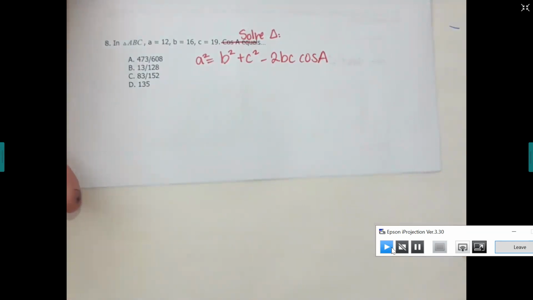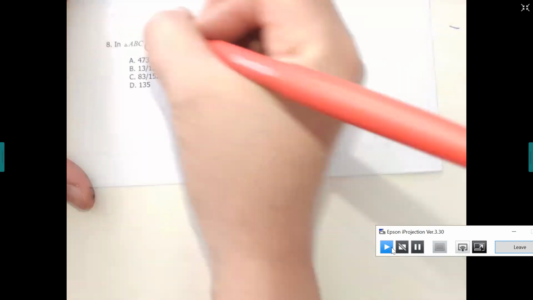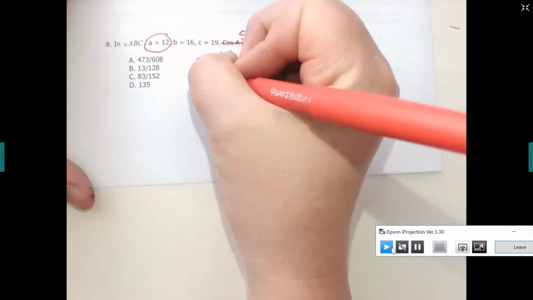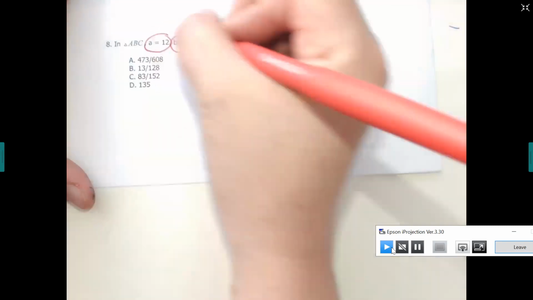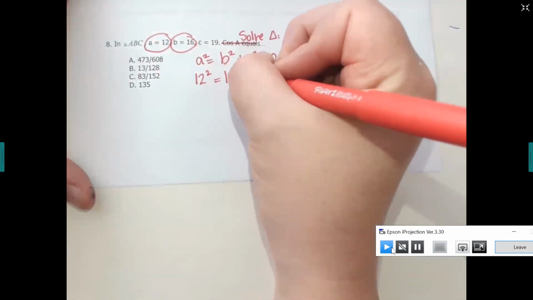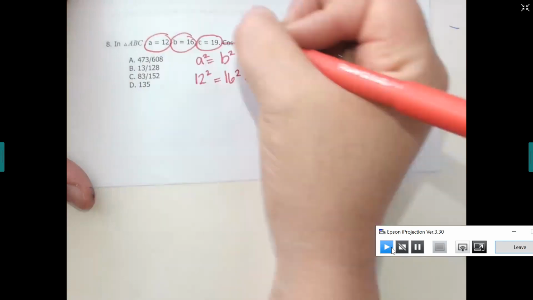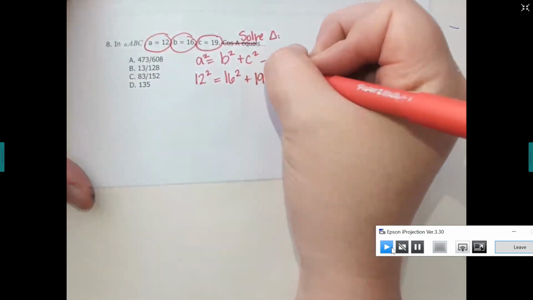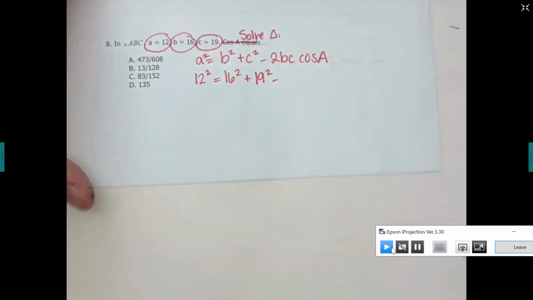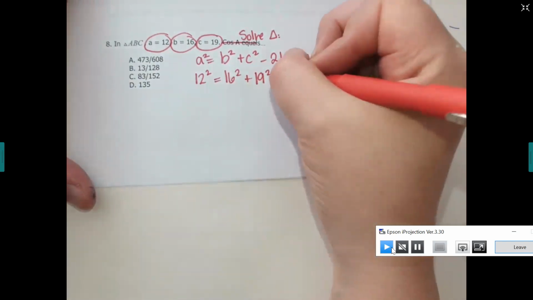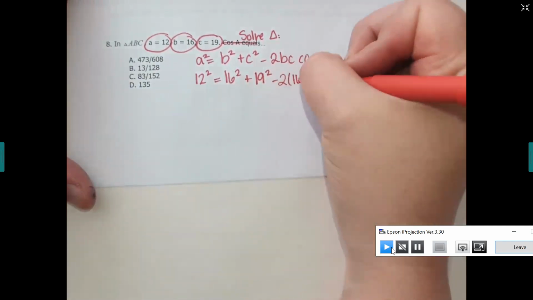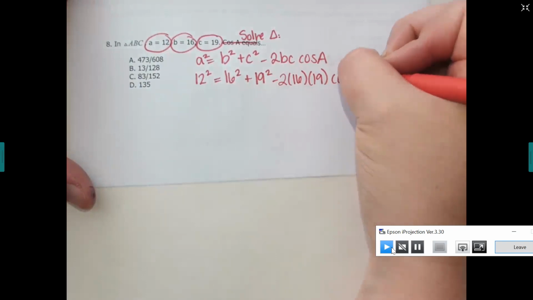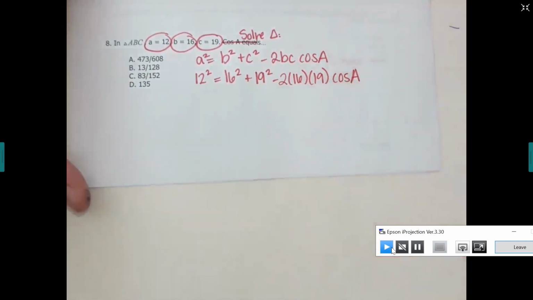Okay, Alex, are we ready, hun? Okay, so my A is a 12, so that's gonna be 12 squared equals. My B is a 16. Okay, Gabby, we ready? And then my C is a 19. Then when I get to the 2BC, I'm reusing the 16 and the 19. But then my A is the unknown this time. This is the hardest one to solve, but you can do it. So let's go over how to do that.